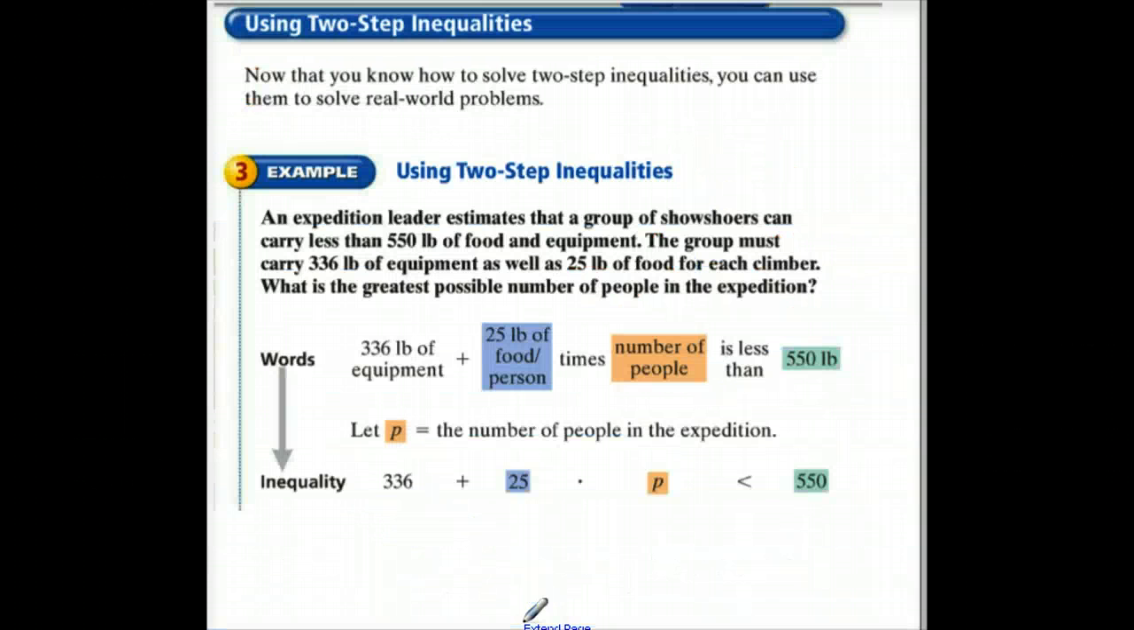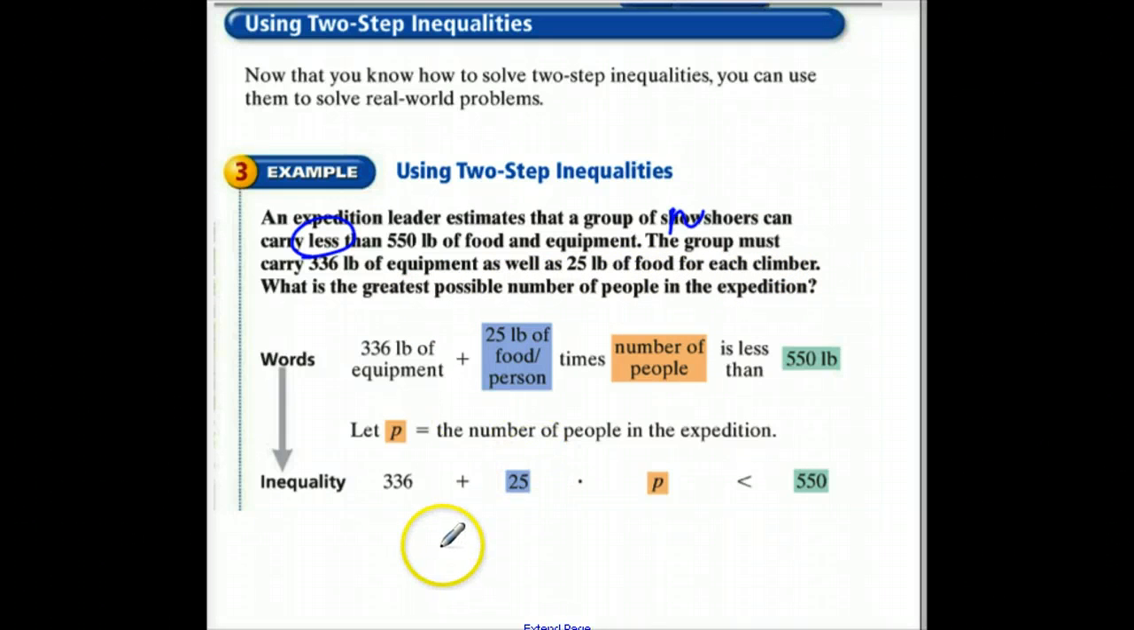The last example is writing the inequality from a word problem. So, in this example, an expedition leader estimates that a group of snowshoers can carry less than 550 pounds of food. They can't carry any more, less than that. And equipment. The group must carry 336 pounds of equipment as well as 25 pounds of food for each climber. What's the greatest possible number of people in the expedition?